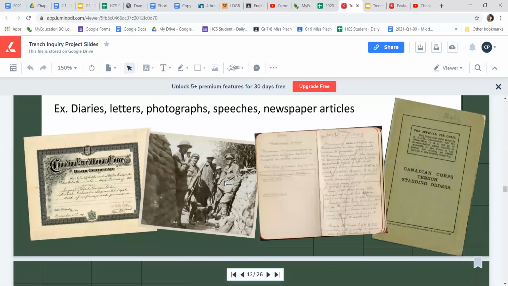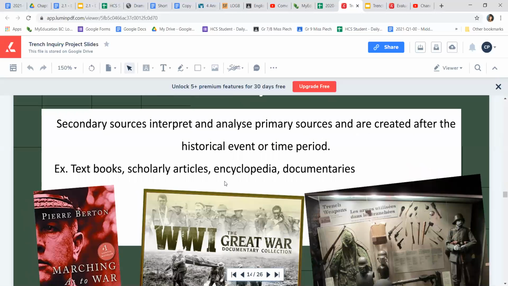Whereas a secondary source, that is where you have, like, a documentary. So this is produced after the fact. They're looking at some of the letters and the diaries and the newspaper articles, and then they create something like a documentary. Or it could be a textbook that has all this information in it.